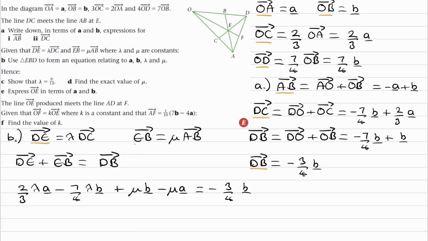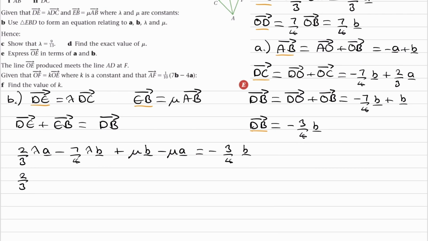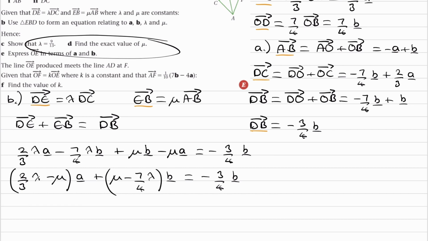Okay, so we can tidy this up now. I'll group together the a terms. So we get 2/3 lambda minus mu. All of that is multiplied by a. And then group together the b terms on the left-hand side. So factorize mu minus 7/4 lambda times b. And that's equal to minus 3/4 b. Okay, so then for parts c and d, we want to work out what mu and lambda are.